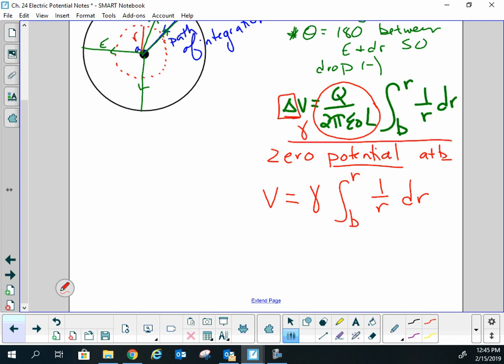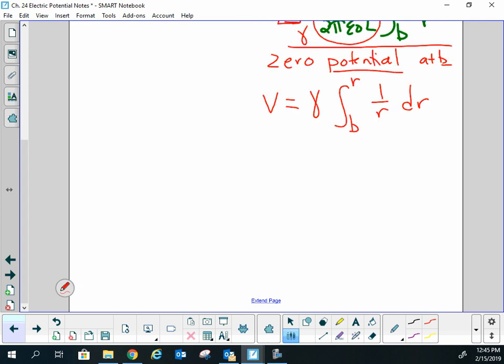Okay, so we got that number out in the beginning. We call that Greek letter whatever you wanted to. Again, we're integrating from that outer ring to R, 1 over R dr. And when we integrate that, we are going to have that potential is equal to that constant, and then this is going to be the natural log of R, and we're going to evaluate it from B to R. So then it looks like this.